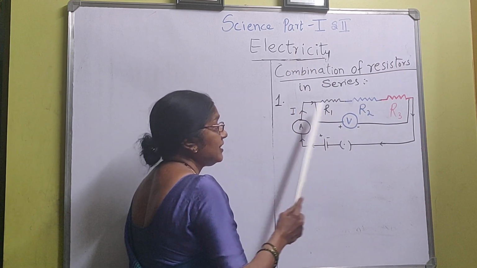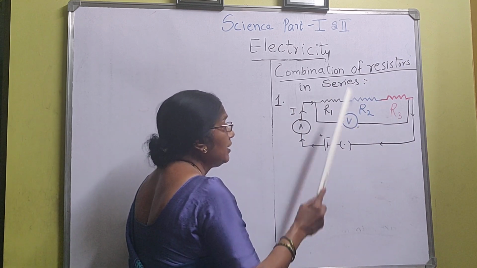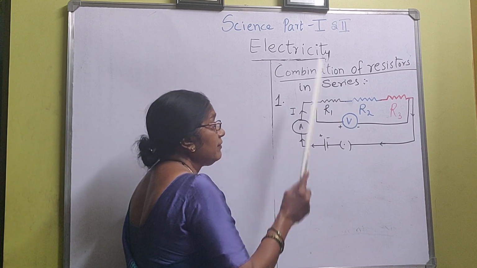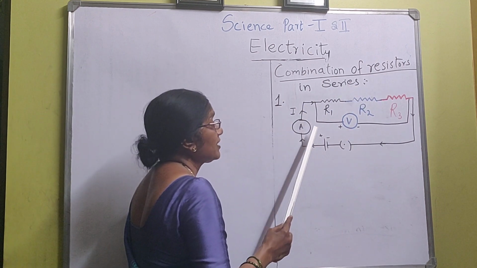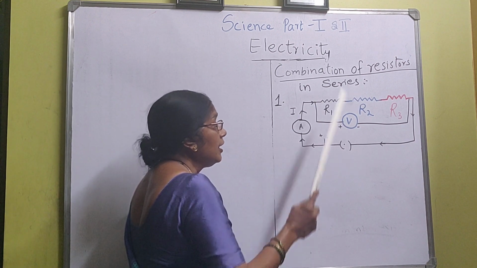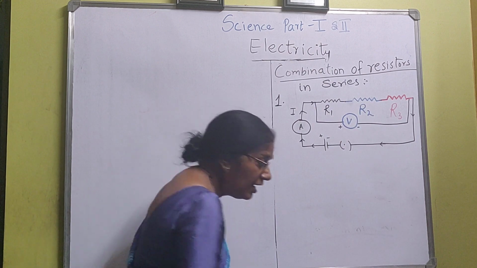The combination of resistors in series is in this way. This diagram is very important. You have to note it down. This is very, very important. It will be asked how to find out the total resistance in this combination of resistors in series.